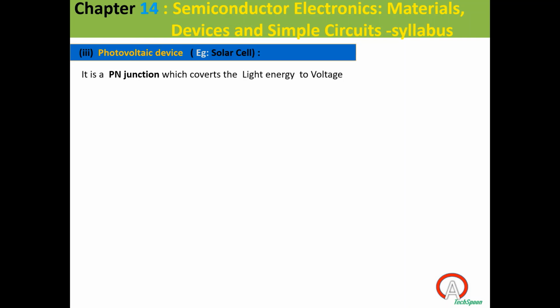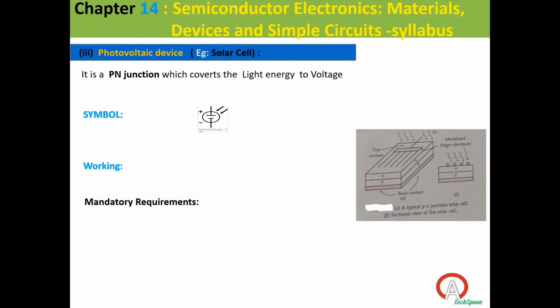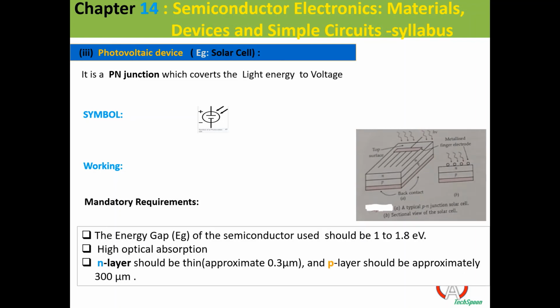It will produce a certain amount of voltage. So this is the symbol, like a battery, because we are getting voltage from the light. Now, the working of a photovoltaic device. Here also there are certain mandatory requirements. The energy gap should be between 1 and 1.8 electron volt. Then only we can get the minimum voltage.